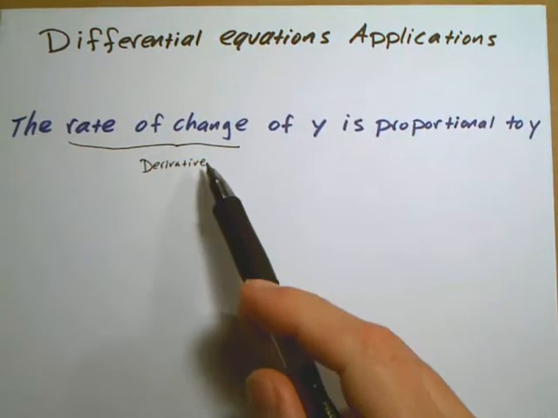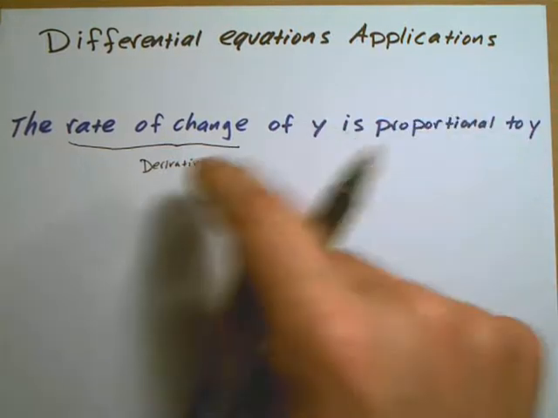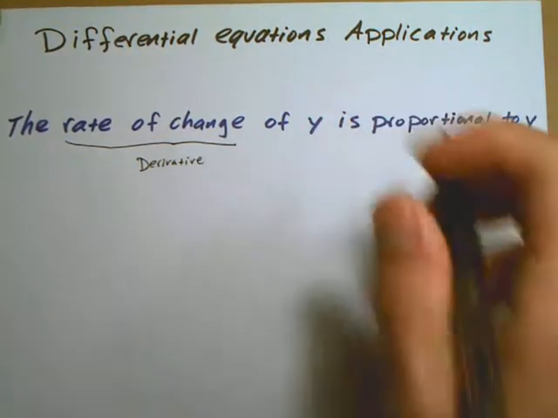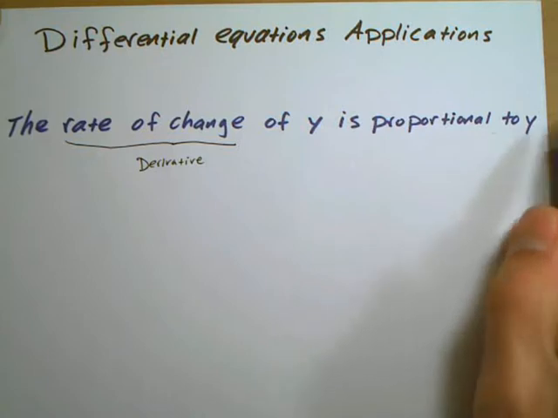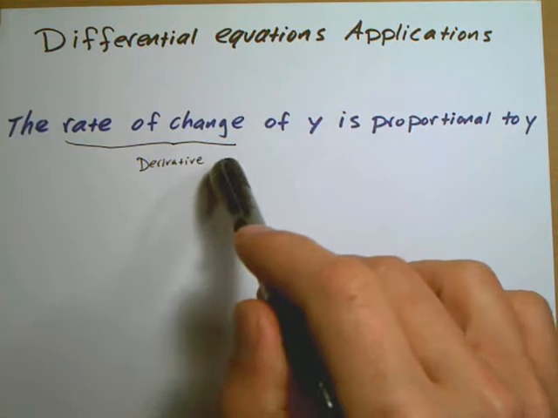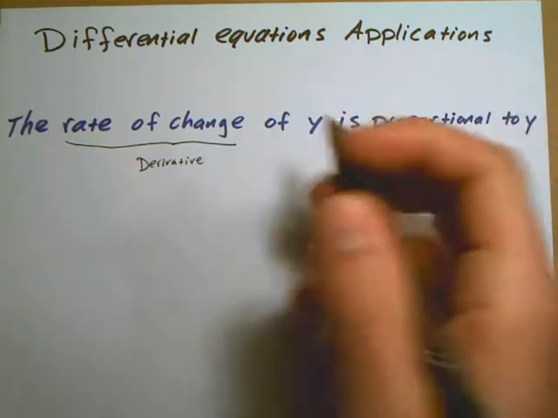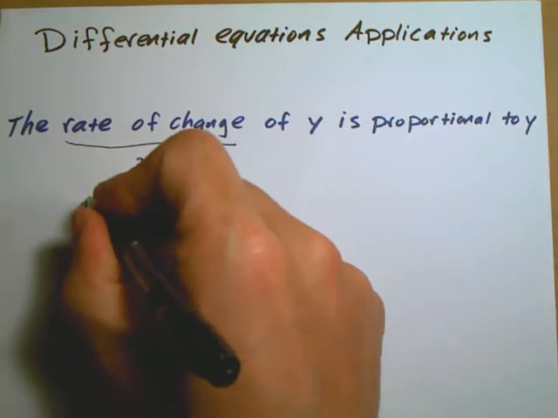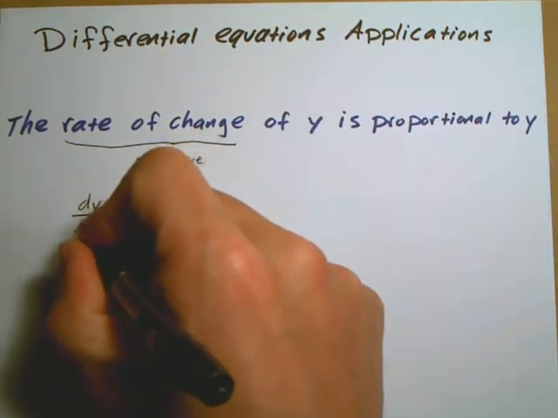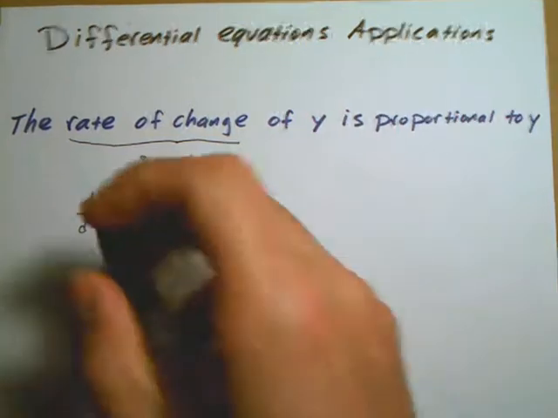So rate of change is how something is changing, is basically a derivative of something. And so the derivative of y is proportional to y. So how something is changing, the derivative of something is proportional to itself. So the way we can write this as a differential equation is the derivative of y, and all these deal with how something is changing with respect to time.